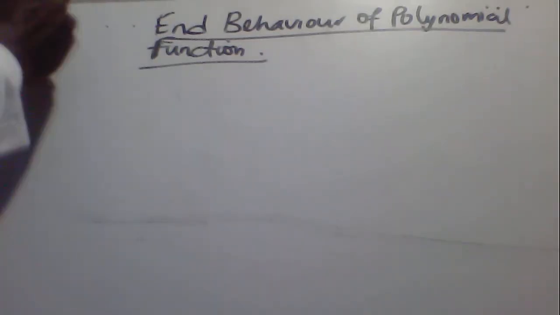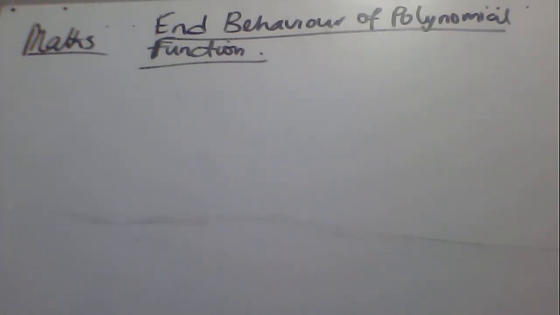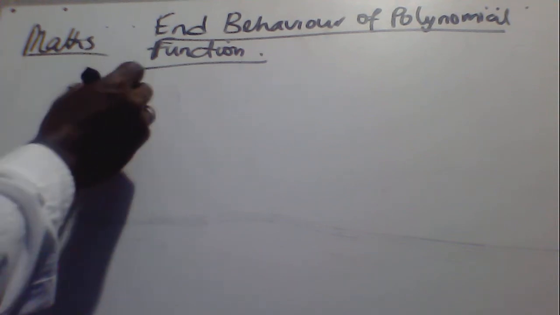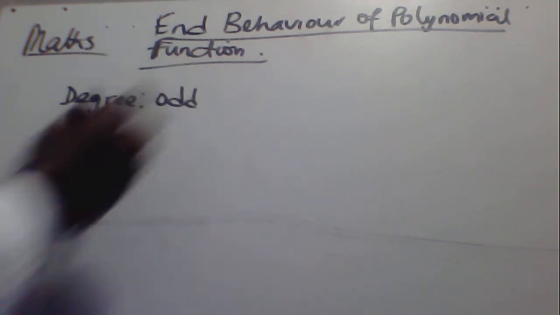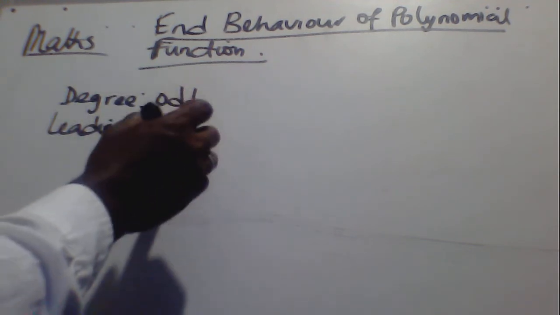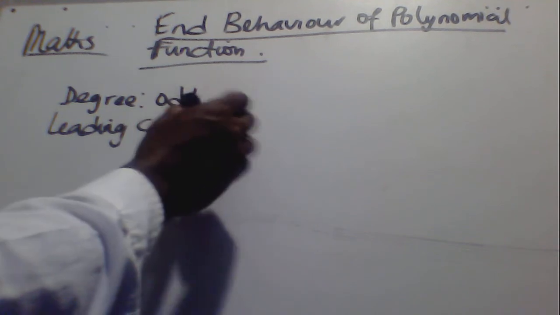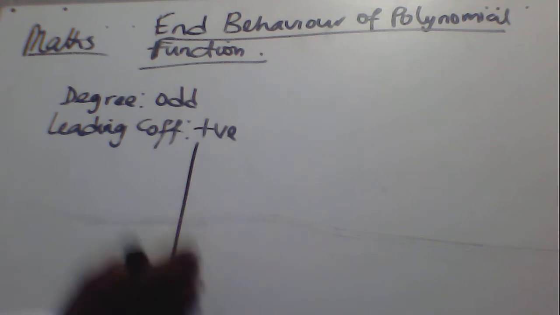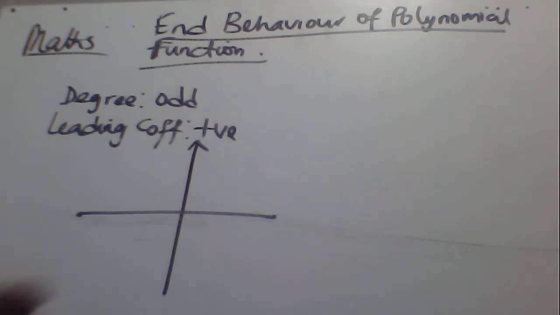If you get it, we proceed. We are still treating mathematics. So there are some properties of a polynomial function graph you have to know in order to determine how the graph is going to look like. So the first thing is the degree. When the degree is odd and the leading coefficient is positive, we can determine how the graph is going to look like.